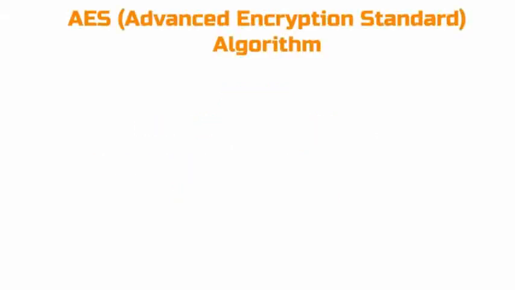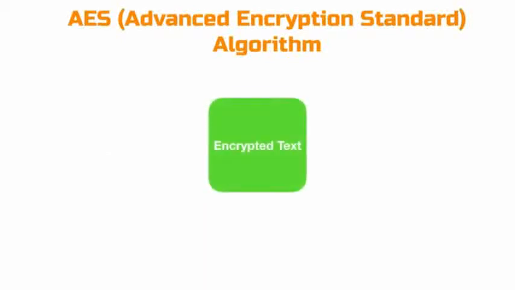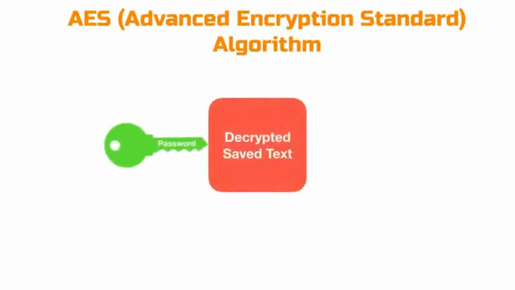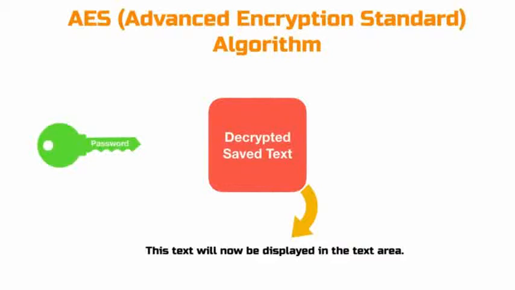Alright, so once these 5 parameters are received from the server, the next thing the JavaScript does is to decrypt the encrypted content. It can only be done with the correct password of the site. So once you enter the correct password, the encrypted text will be decrypted with the same AES algorithm and the original form of the text will be shown in the text area.